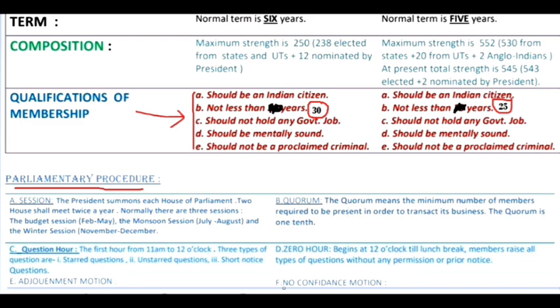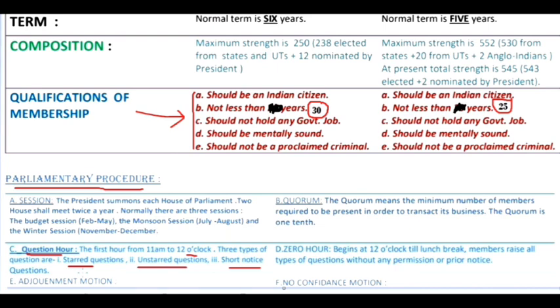The next point is question hour. The first hour from 11 a.m. to 12 o'clock is mainly question hour. 3 types of questions are there, mainly starred question, unstarred question, short notice question. Starred questions are those to which a member wishes to have an oral answer on the floor of the house. Such questions are indicated by an asterisk mark. Supplementary questions may be asked after replies to such questions are given by the ministers.